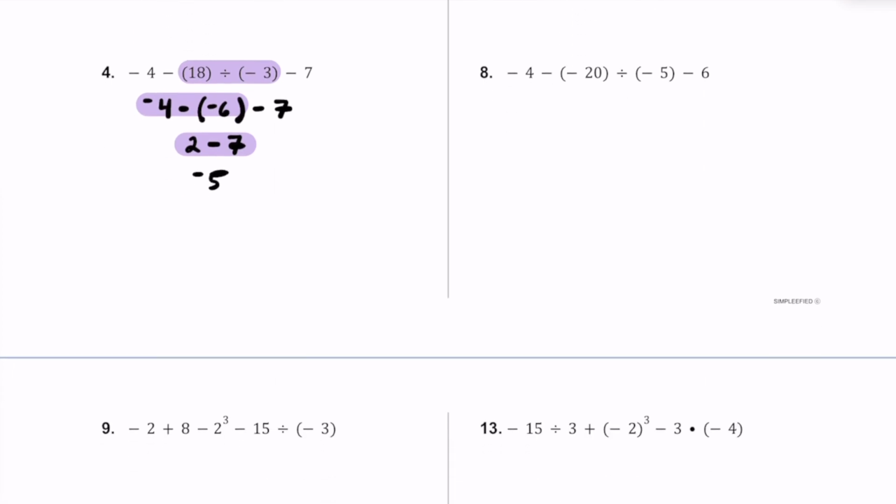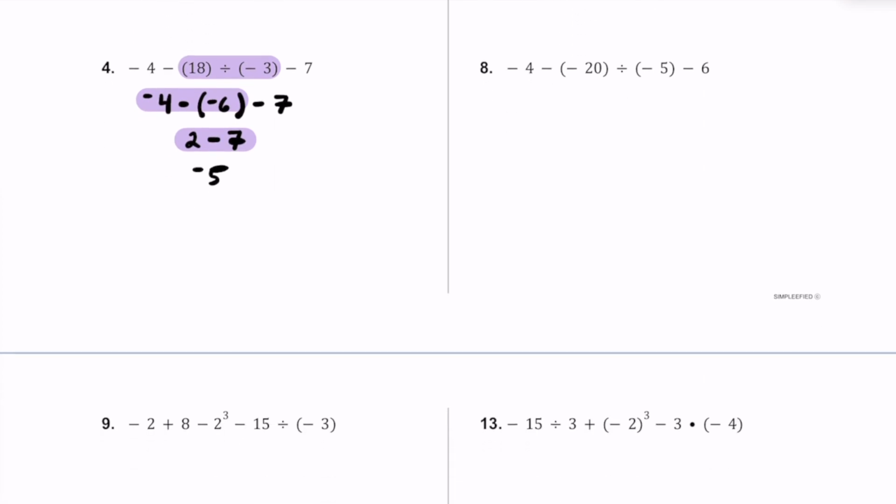For number 8, between these 3 operations, we should start with division. So we have -20 divided by -5. A negative divided by negative is going to be a positive. So we're going to have this -4 take away 4, a +4, and then -6.